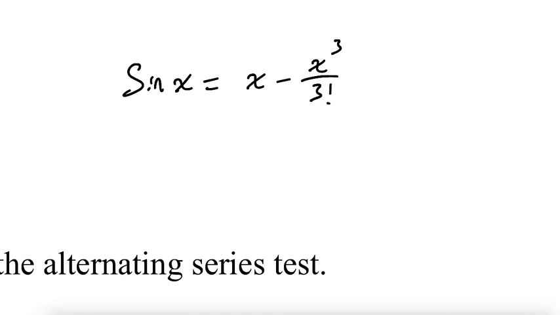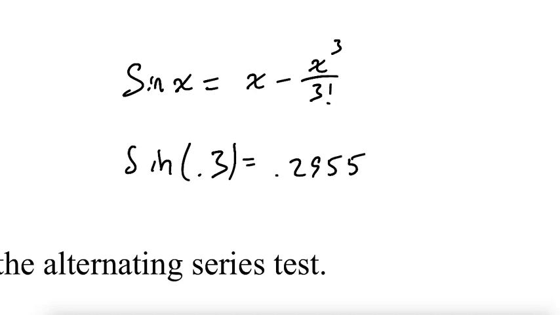So just to show you, sine of x, right, that is odd. So I need to have x minus x cubed over 3 factorial. And I'm just going to go to the first two terms. If I want to estimate sine of 0.3, that will give me 0.2955.